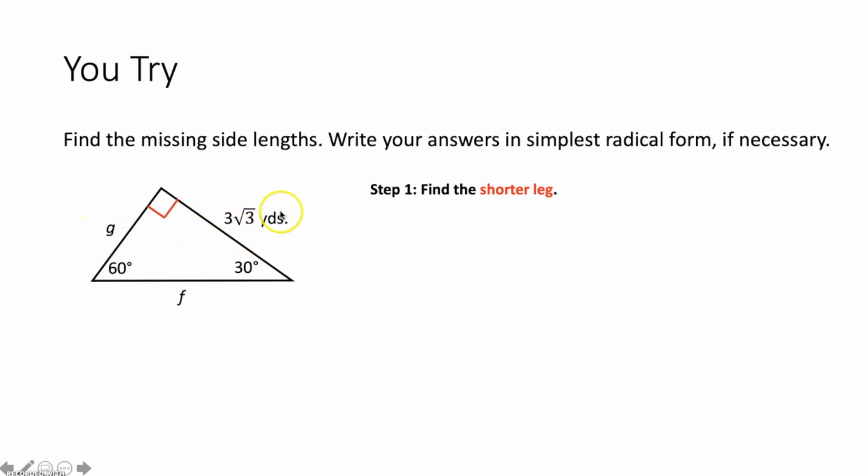Well, we know that the length of the longer leg is equal to rad 3 times the length of the shorter leg. So in this case, we're going to plug in 3 rad 3 for the length of our longer leg. We're going to plug in g for our shorter leg. Now we need to solve for g. So how do we solve this for g? We have to get rid of this rad 3. So we divide both sides by rad 3. When we do that, these rad 3s cancel each other out, and we're left with g is equal to 3 yards.